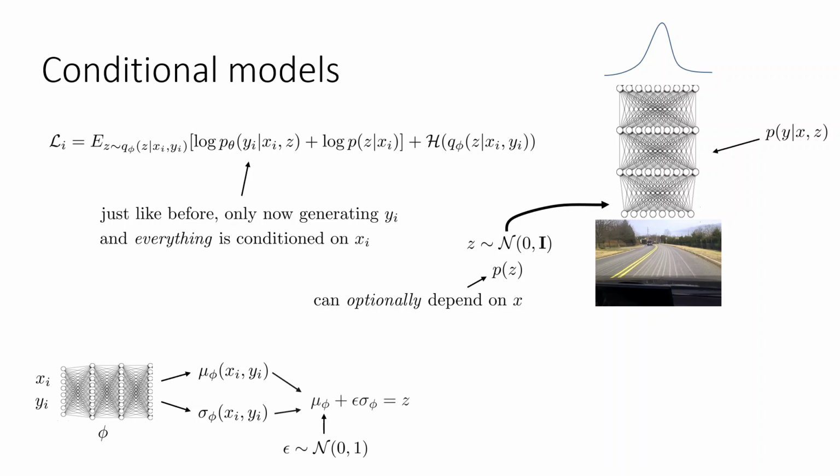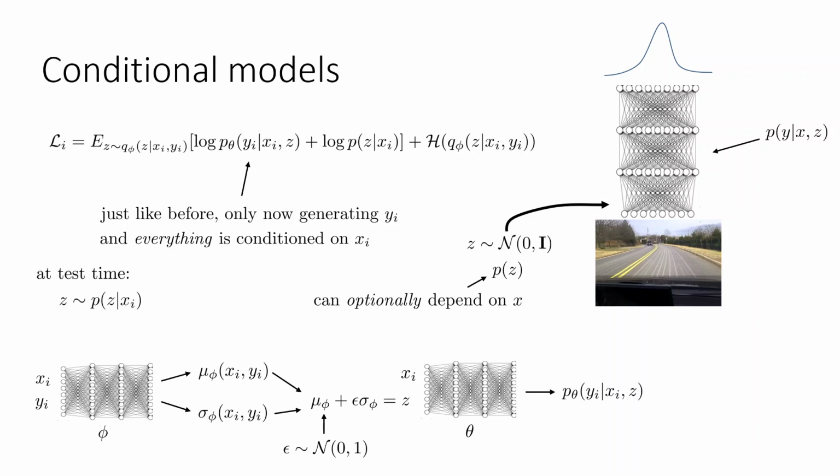We still have the noise, we still add mu plus epsilon times sigma to get our z, but now our decoder takes in both z and x as input and produces p theta of y given x comma z. And just like before, the whole thing is trained with the variational lower bound shown at the top of the slide. So even though the model is conditional, very little actually changed. And then at test time, we could simply sample z from the prior and then decode it using p of y given x comma z.